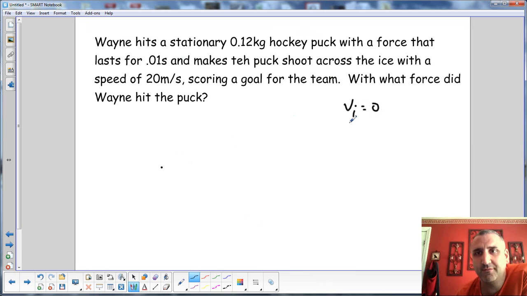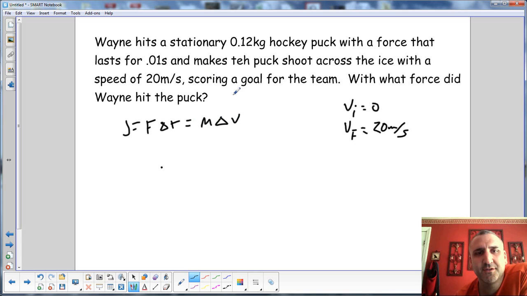So the final velocity here is going to be 20 meters per second. He's going to give it an impulse, J equals F delta t, which equals the mass times the change in velocity of the puck, and the mass of the puck doesn't change. They give us the delta t, and they're asking for the force. They give us the mass and the change in velocity, so we have to figure out the force.